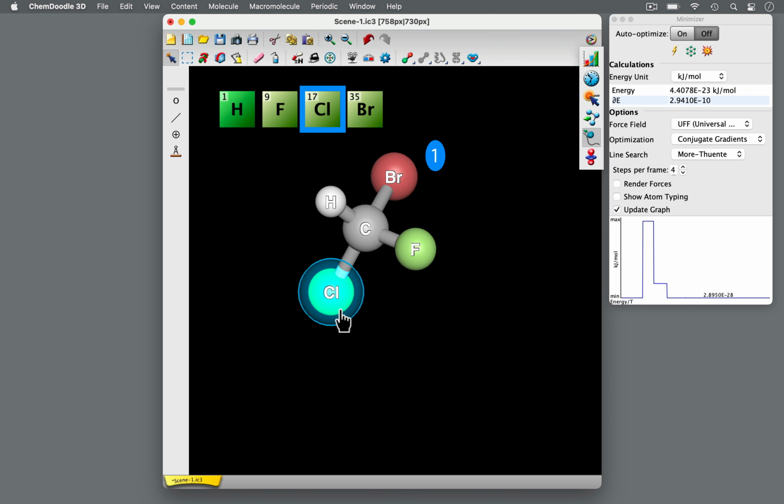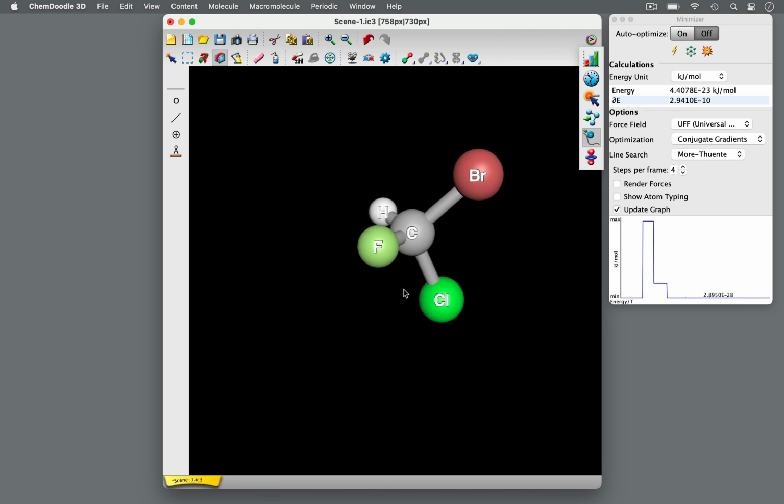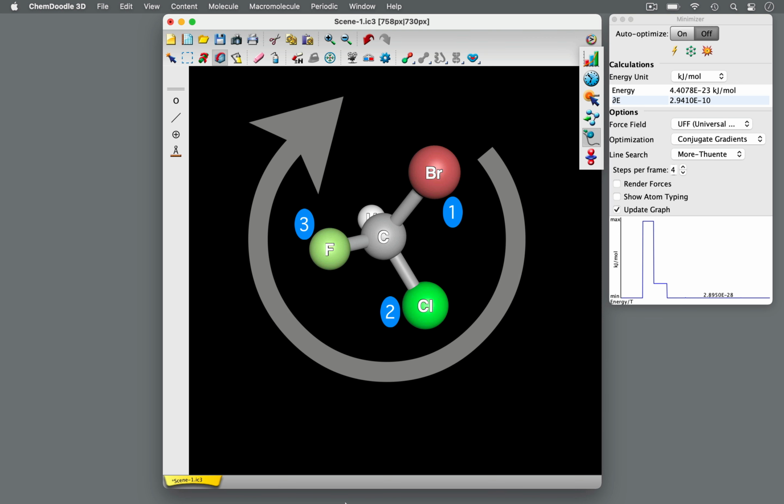Chlorine has the next highest atomic number, 17, so it's priority 2. Fluorine has a lower atomic number of 9, so it's priority 3. Hydrogen has the lowest atomic number of 1, so it has the lowest priority, 4. Next, orient the lowest priority group, in this case the hydrogen, away from you. Last, draw an arc from priority group 1 to 2 to 3. The arrow direction is clockwise, so the stereocenter is R, from the Latin word rectus for right-handed.